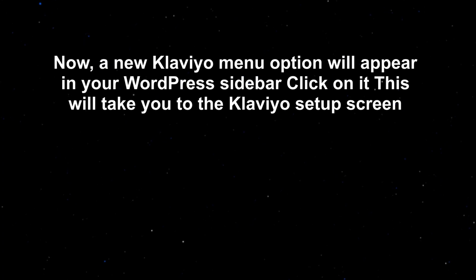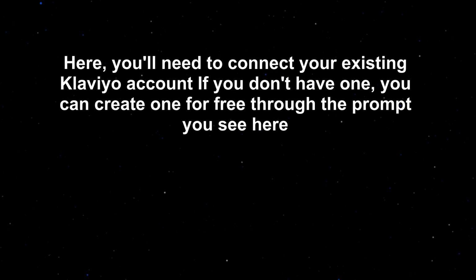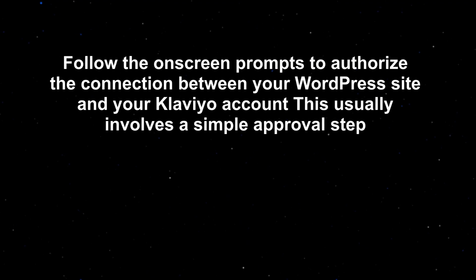Now, a new Klaviyo menu option will appear in your WordPress sidebar. Click on it. This will take you to the Klaviyo setup screen. Here, you'll need to connect your existing Klaviyo account. If you don't have one, you can create one for free through the prompt you see here. Follow the on-screen prompts to authorize the connection between your WordPress site and your Klaviyo account. This usually involves a simple approval step.